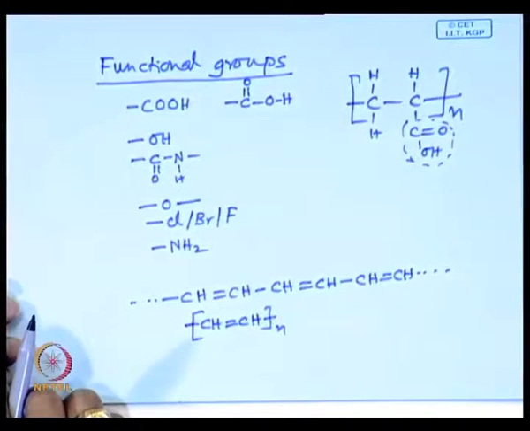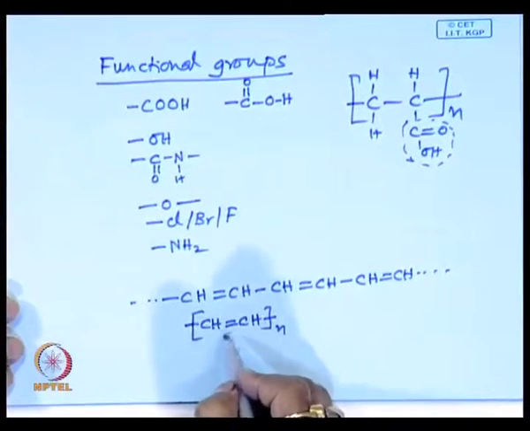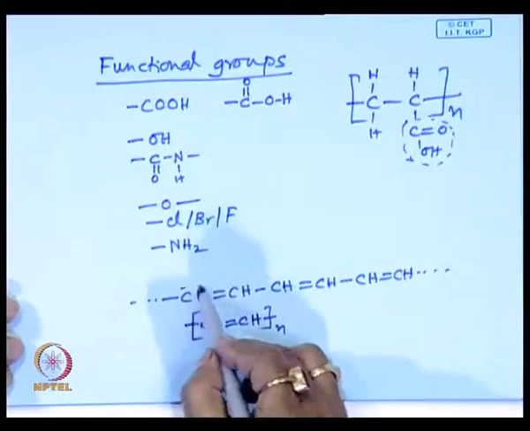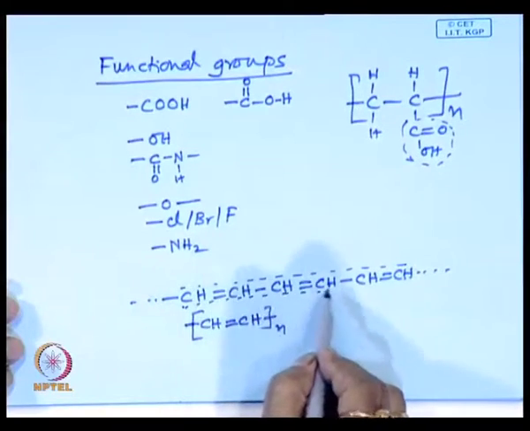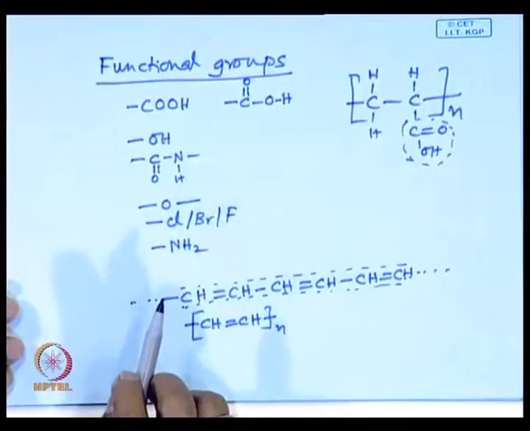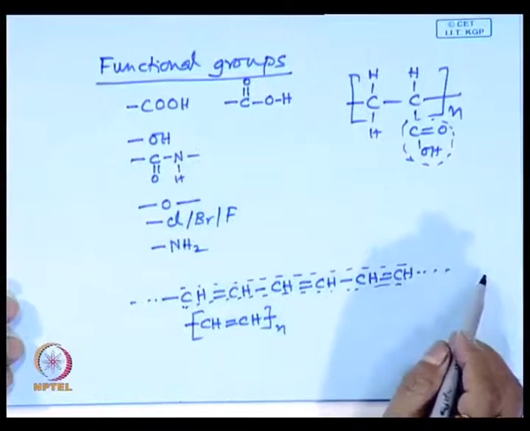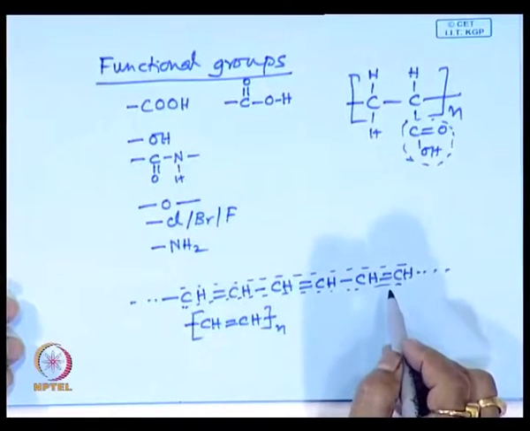Polyacetylene. Now, this is a pi electron bond, that means the entire chain will have a delocalized pi electron cloud, which is extended along the chain. So, it can have an extended pi electron structure, that is also one kind of functionality.